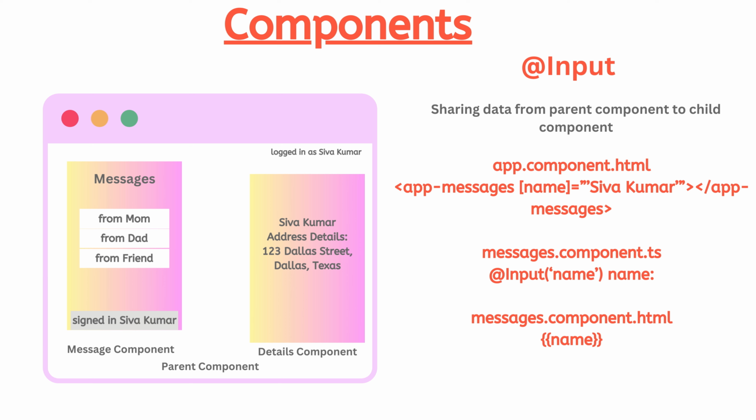At the same time, if you want to pass the same name to the details component, again it is the same process: app-details, you set the name property and pass the value, and use @Input and the name. It follows the same process. So this is how you can pass the data from the parent component to the child component using Input.